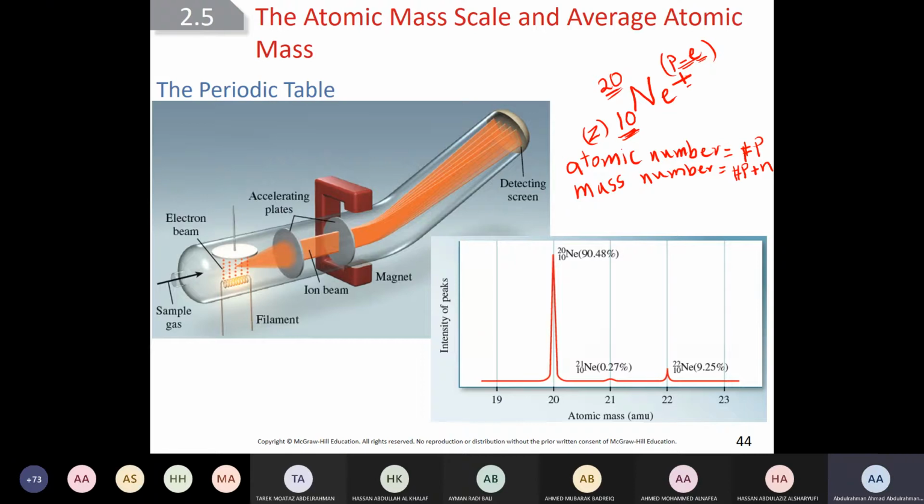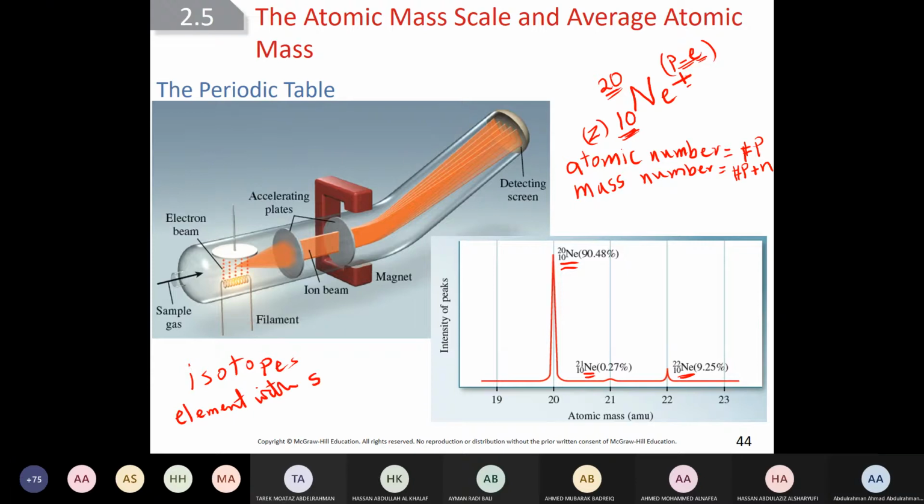Next, what do we call these atoms together? This is neon 10-20, this is neon 10-21, and this is neon 10-22. What do you call them? Isotopes. What's the meaning of isotopes? Element with the same number of protons but different number of neutrons.